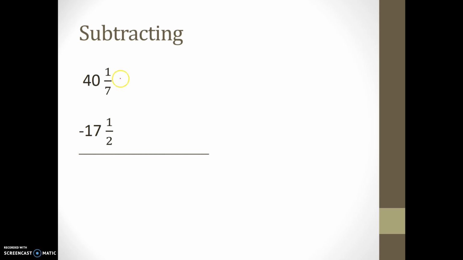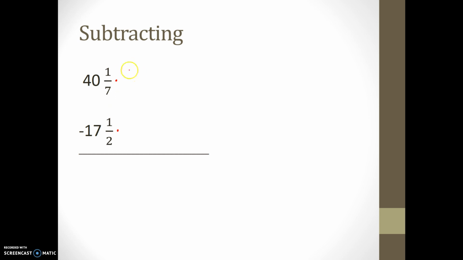Okay, so my first step is to make these fractions have a common denominator. And I think that the lowest common denominator is going to be 14, which is 7 times 2. That's an easy way you can find it: just multiply those denominators by each other, and that'll give you at least a multiple of both, but it might not be the lowest one. In this case it is, though.